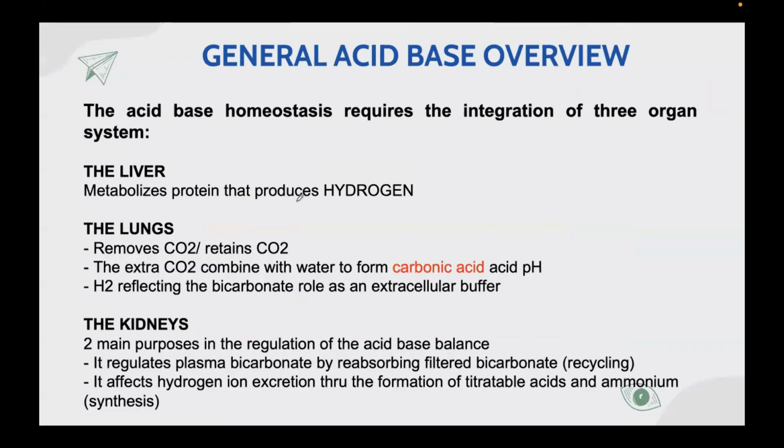Next, the general acid-base overview. Acid-base homeostasis requires the integration of three organ systems, namely your liver, the lungs, and the kidney. The liver metabolizes protein, which produces hydrogen. Your lungs remove and retain your carbon dioxide. The extra carbon dioxide will combine with water to form your carbonic acid.